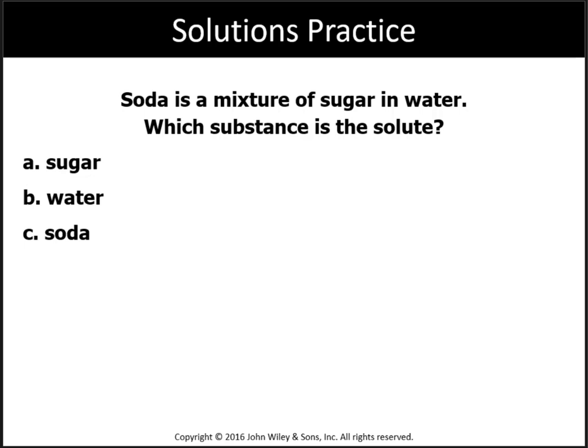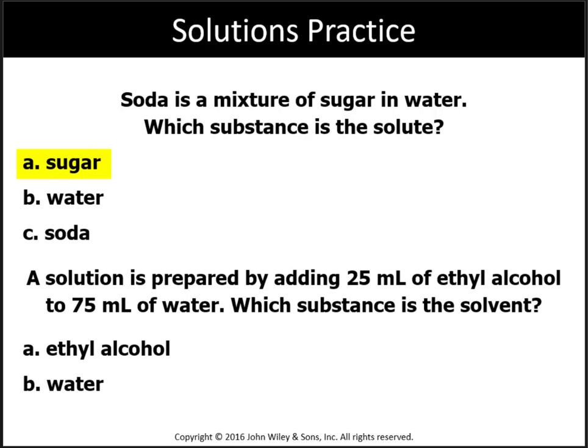Now let's look at this example. Soda is a mixture of sugar in water. So which substance is the solute then? Sugar, very good, because more of the soda is just water and you just have some sugar and caffeine and other stuff dissolved in it. So sugar is going to be the solute.